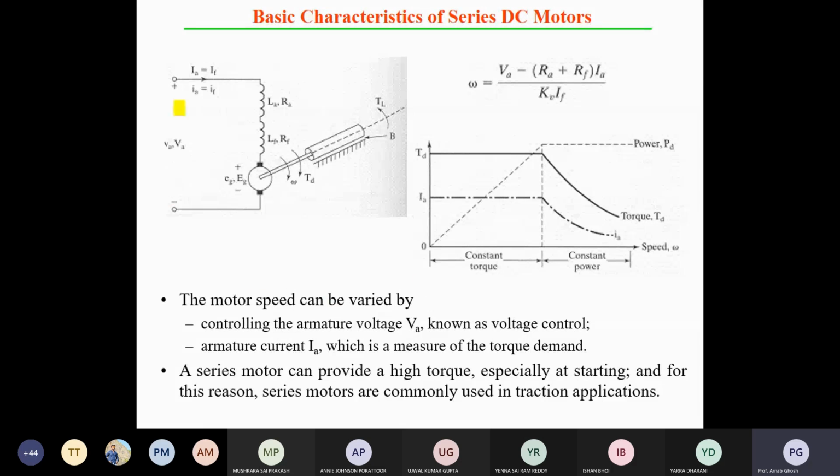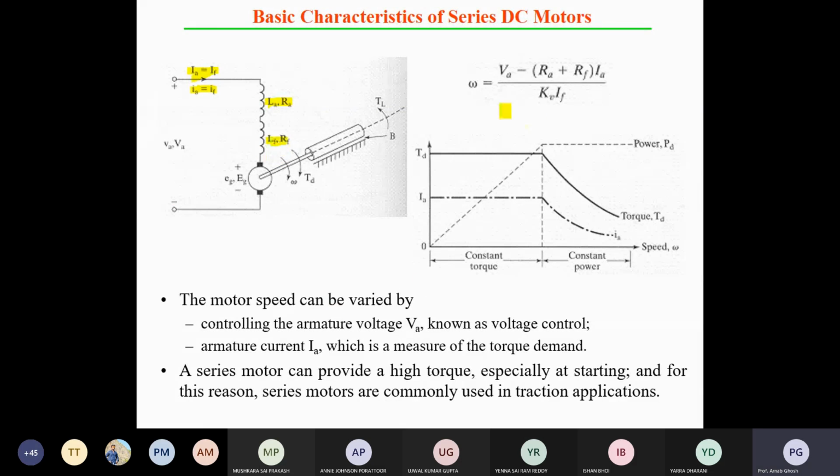So you know the expression that IA equals IF. Okay, IA equals IF for the series motor, IA array and IF array. In both cases you can see that in the series motor, both the field winding and the armature winding have more cross-sectional area for carrying more current, for avoiding the loss.